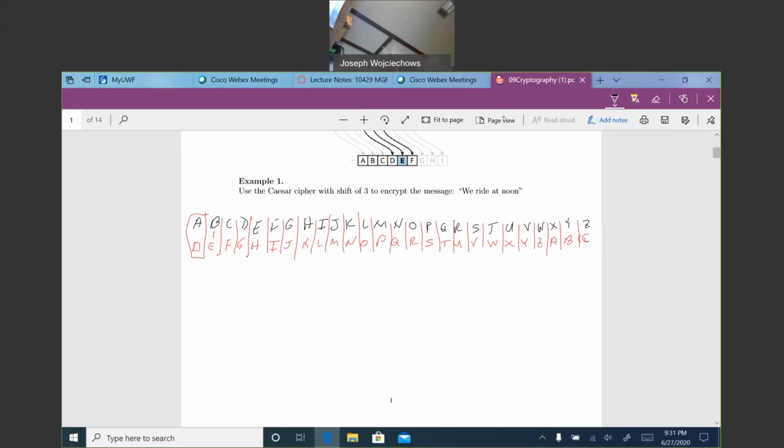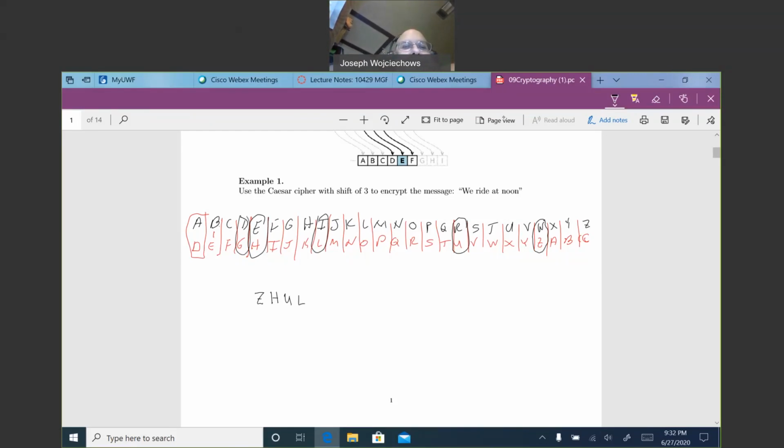So now we're encrypting the message, we ride at noon. The first letter is W right here, so I change that to a Z. The next letter is an E, that gets changed to an H. Next letter is an R, that gets changed to a U. The next letter is an I, that gets changed to an L.